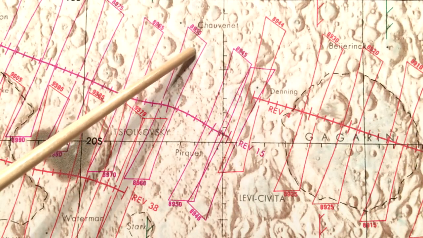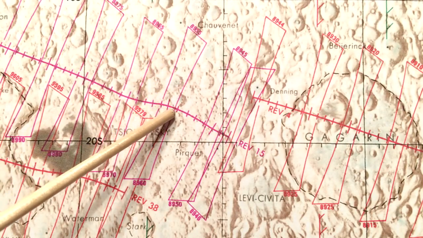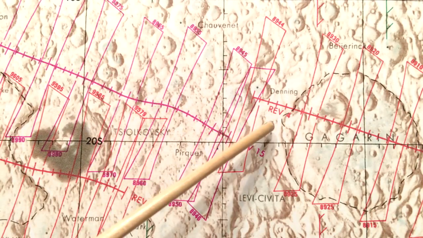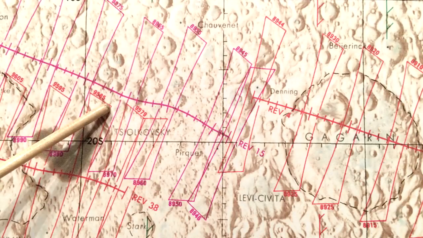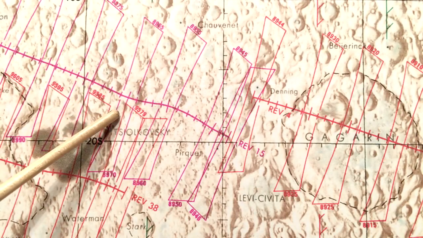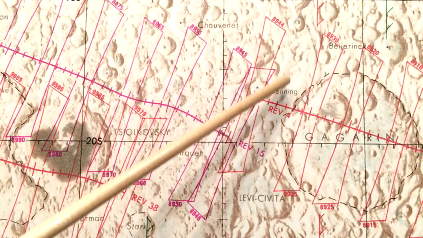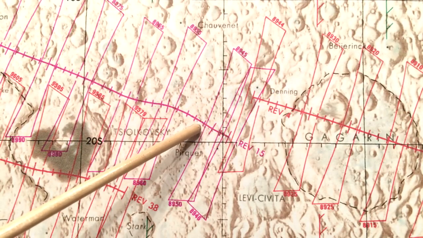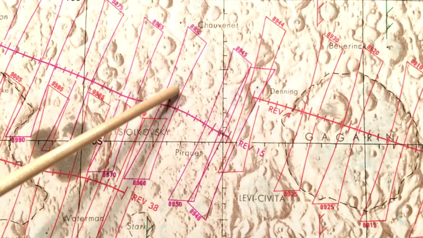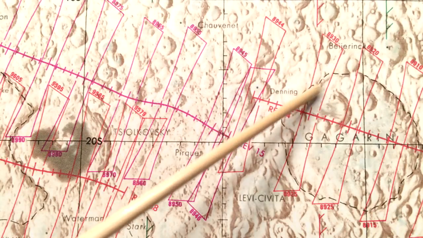And of course, since it was from orbit, pictures were able to be taken of the far side of the moon, not just the near side of the moon. And all of these pictures were brought back and developed and cataloged and indexed and given catalog numbers.